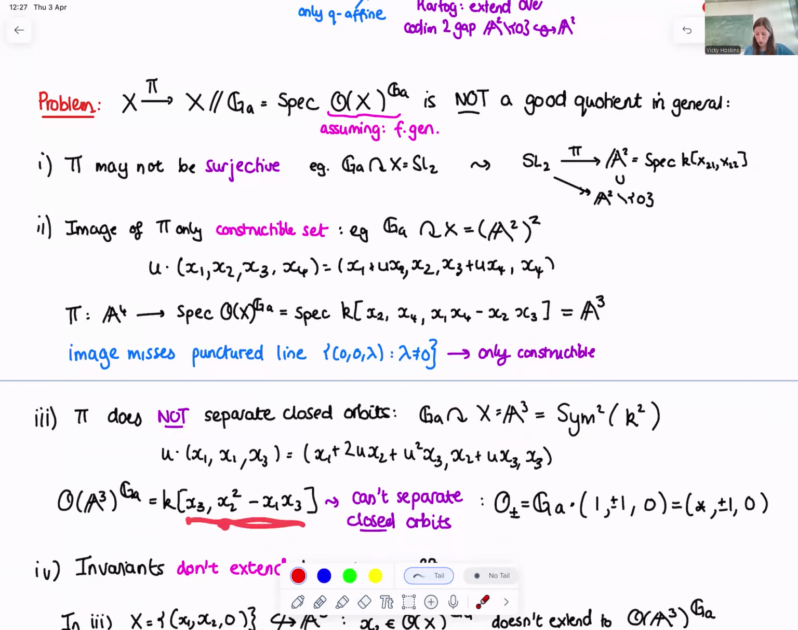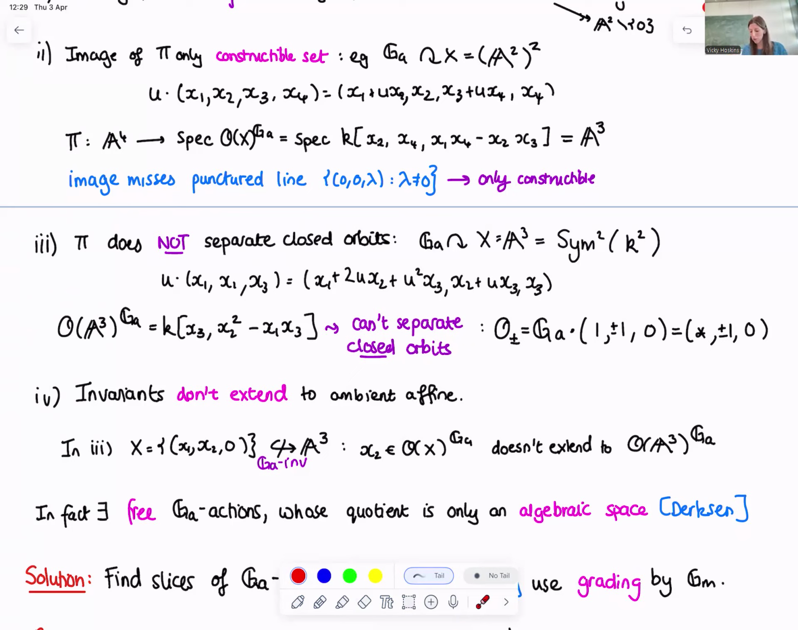And in fact, you could say, well, okay, maybe all of these problems are happening because we're not looking at free actions. So you could say, let's just look at free G_a actions. But in fact, there exist examples of free actions of the additive group where the quotient is actually not even a scheme, just an algebraic space. And so you can see that if you want to construct reasonable quotients by non-reductive groups, it's quite tricky.